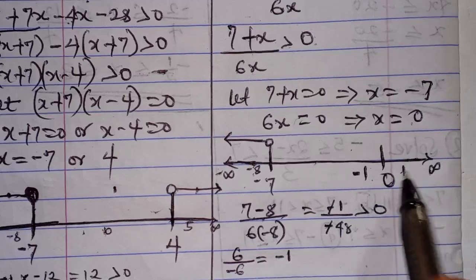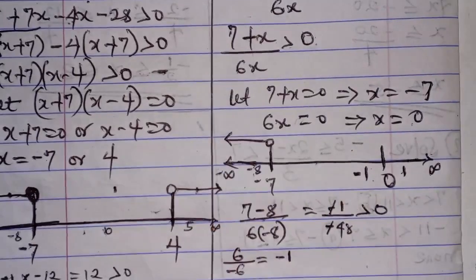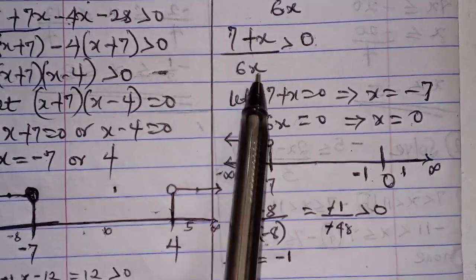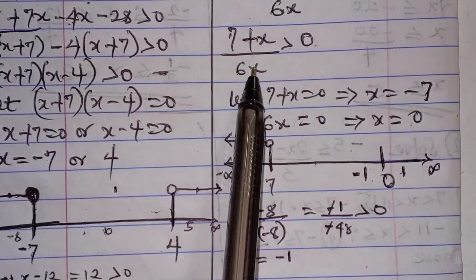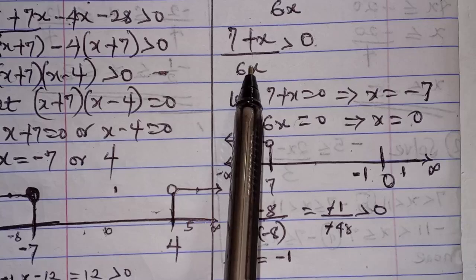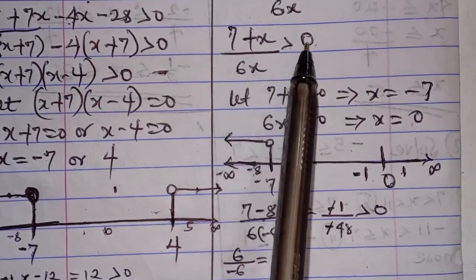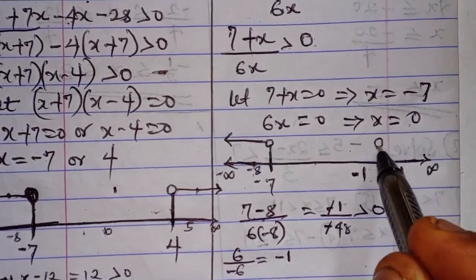Let's check it. Plug in 1 here. That's 7 plus 1. That's 8. Plug in 1 for x here. 6 times 1 is 6. So we have 8 over 6. It is positive and greater than 0. Hence, this one will satisfy it.